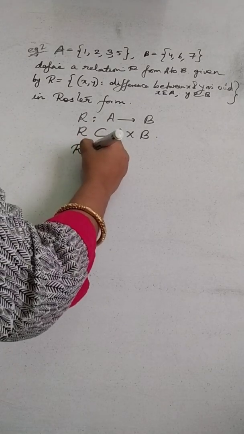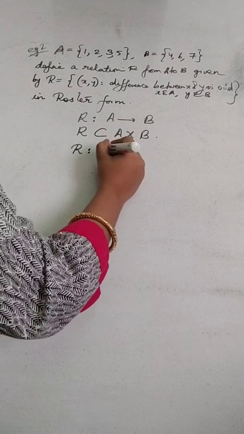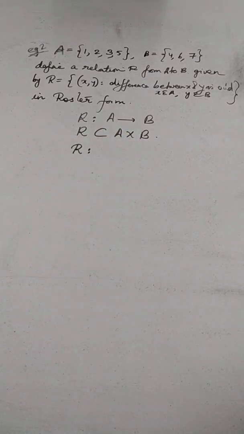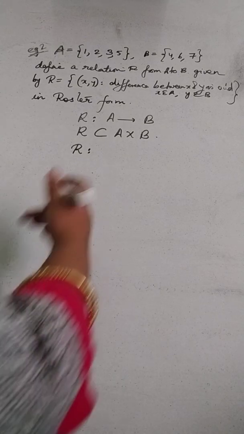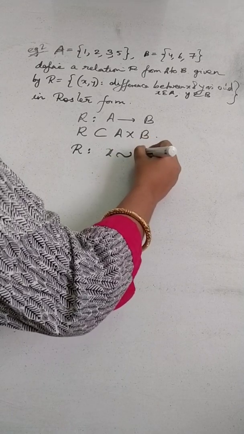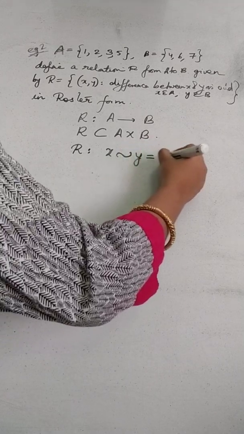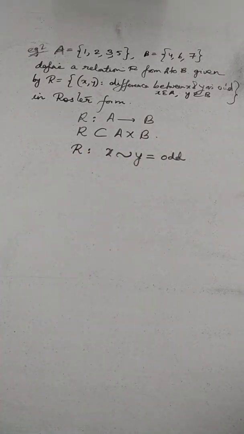They are saying that R is such that the difference, and they are not saying the positive difference. Difference can be x minus y, if I take two numbers x and y, or y minus x also. The main thing is that x minus y is odd, meaning the difference between x and y is odd. If I take x minus y, it's odd, and if I take y minus x, it's also odd.